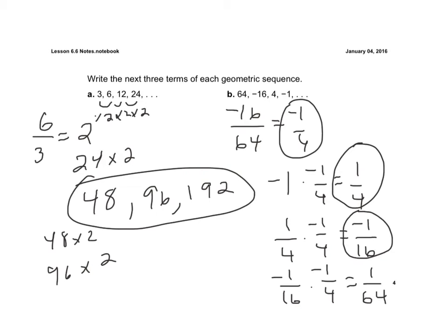Notice how they go from positive to negative to positive because the common ratio was a negative 1/4.